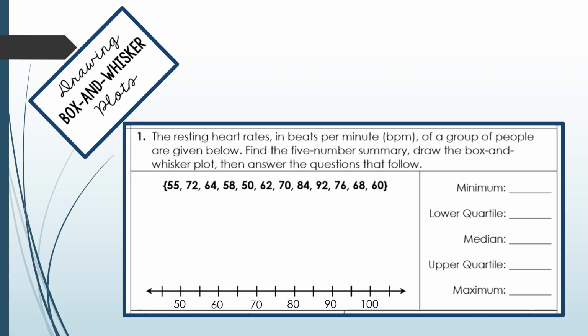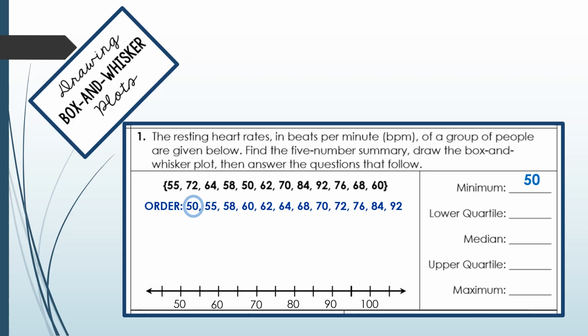Drawing box and whisker plots. The resting heart rates in beats per minute, BPM, of a group of people are given below. Find the 5-number summary, draw the box and whisker plots, then answer the questions that follow. There's your data. You need to list them in order.